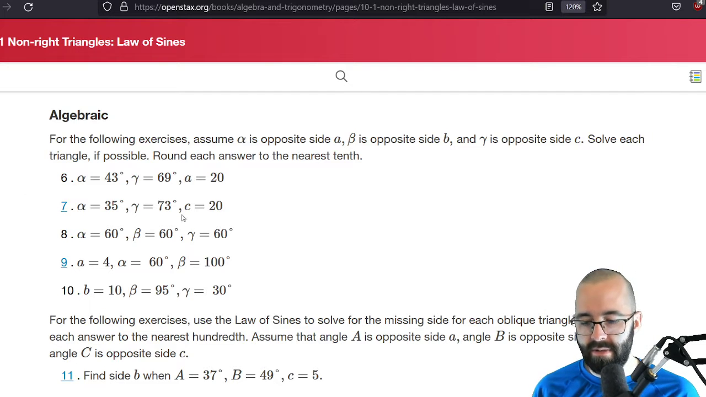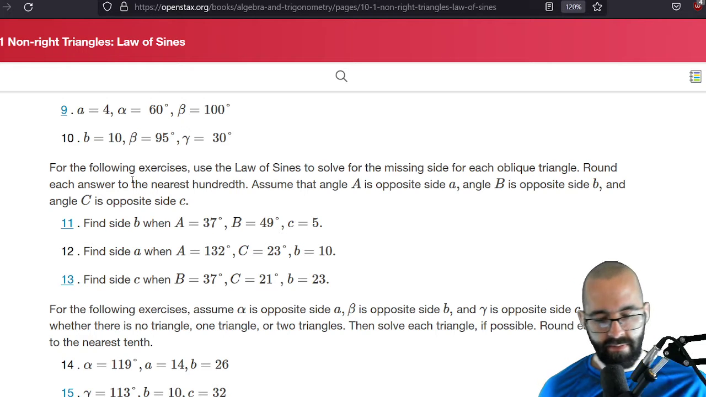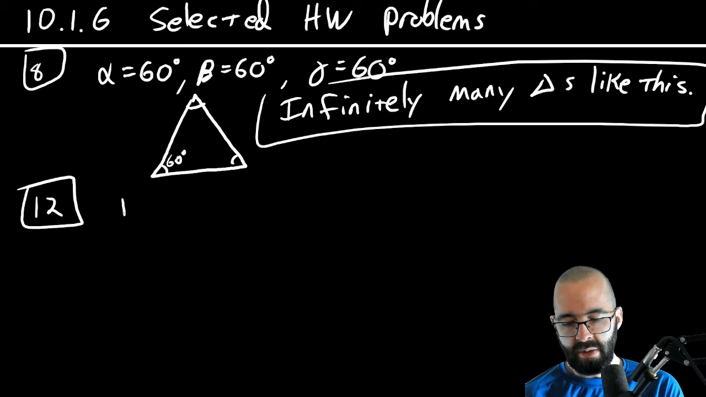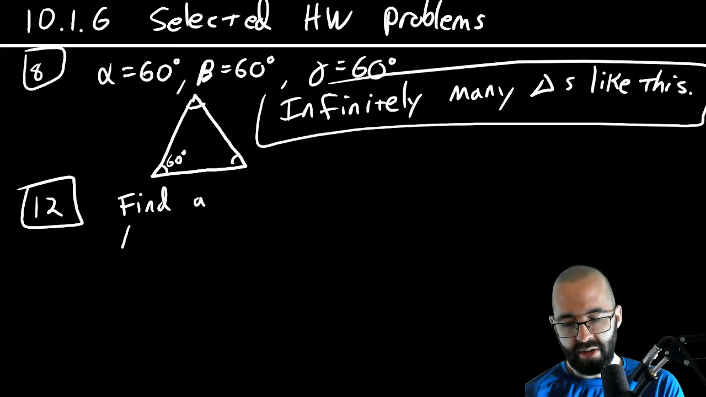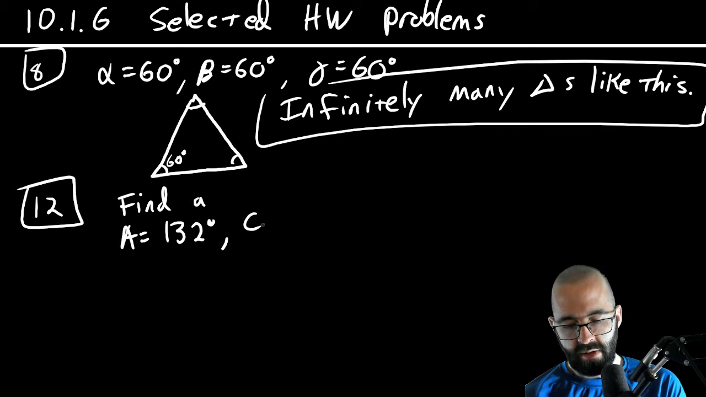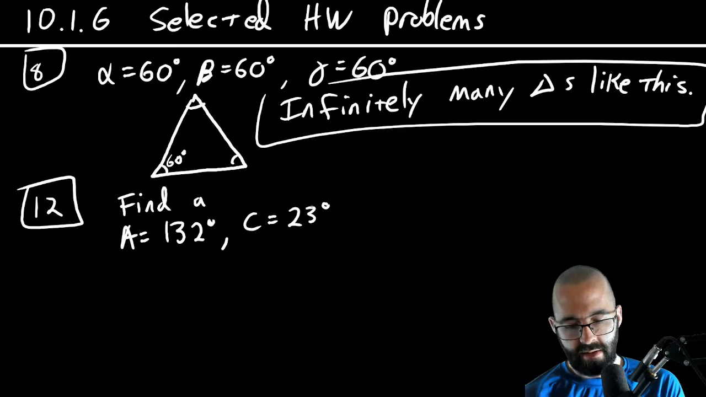Look at number 12. Round this one to the nearest hundredth. And 12 says it only wants you to find side A. Find A, and we know capital A is 132 degrees. C is 23 degrees. And little b is 10.